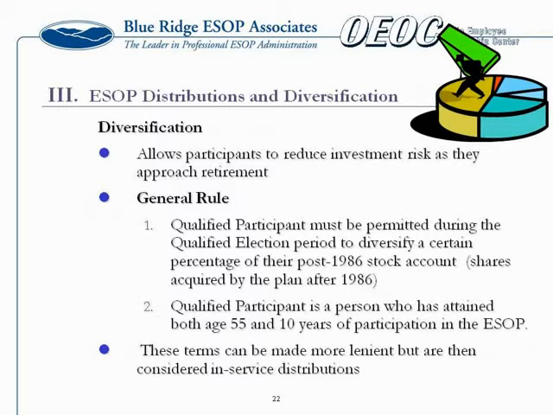The general rule would be a qualified participant must be permitted during the qualified election period to diversify a certain percentage of their post-1986 stock account. And the definition of a qualified participant is a person who has attained both age 55 and has had 10 years of participation in the ESOP. And you can make these terms more lenient, but they would no longer be considered diversification. They would be in-service distributions.